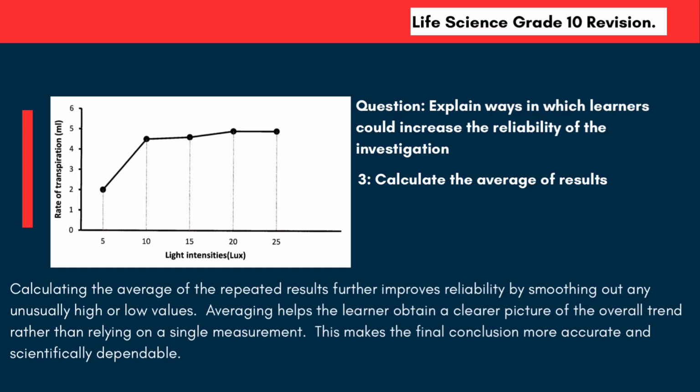3. Calculate the average of results. Calculating the average of the repeated results further improves reliability by smoothing out any unusually high or low values. Averaging helps the learner obtain a clearer picture of the overall trend rather than relying on a single measurement. This makes the final conclusion more accurate and scientifically dependable.